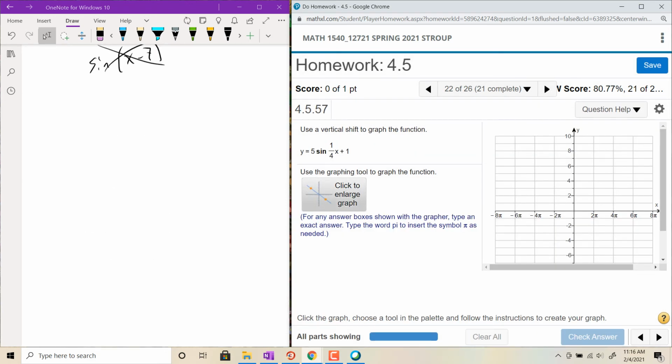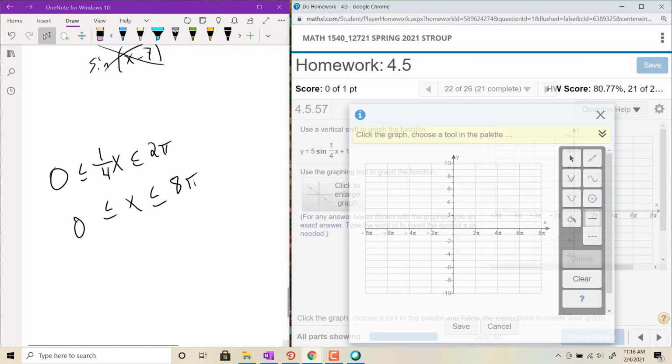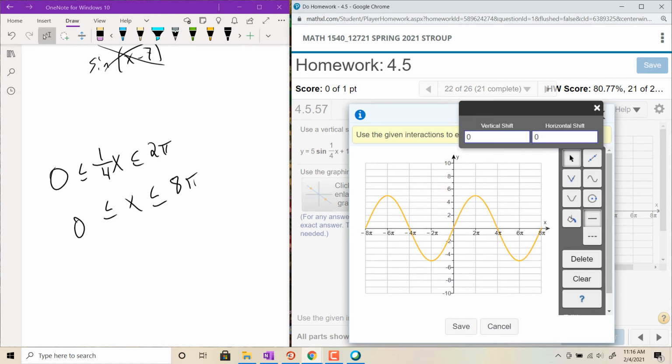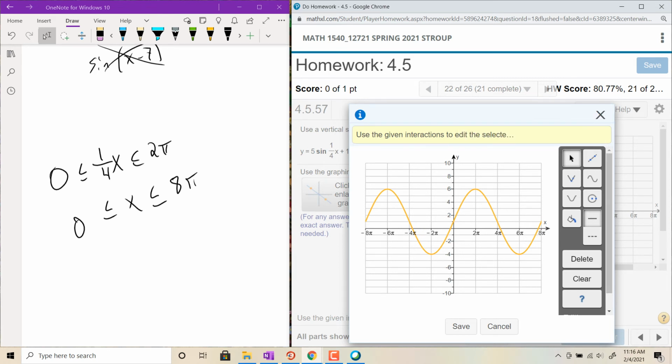Okay, so the outer part, so we're going to have a 1/4 x between 2 pi and 0. So I'm just getting the period, multiply everything by 4. Period is 8 pi. Upshift 1, amplitude is 5. Okay, so what did I say? We're going up 1. What, did it do everything else for me? Yeah, it did. Well, that's awfully kind of them. All right.